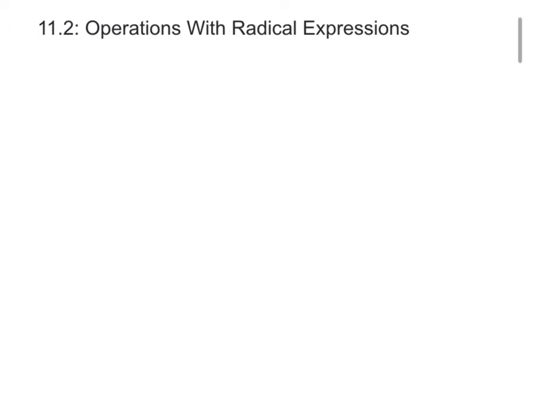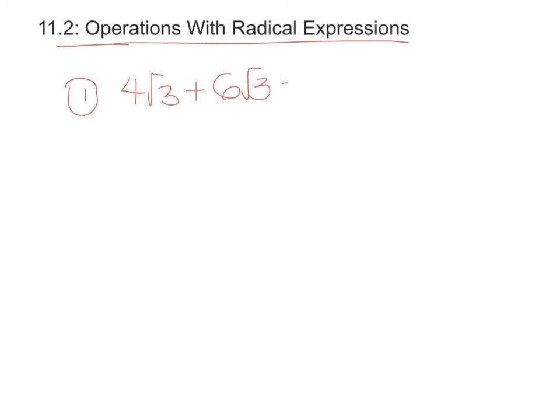Welcome to 11.2, where we are doing operations with radical expressions. So now that you know how to simplify radical expressions, we're going to go over how to do adding, subtracting, and multiplying. So the first example, I'm going to start out nice and easy. We're going to add 4 radical 3 plus 6 radical 3 minus 5 radical 3.